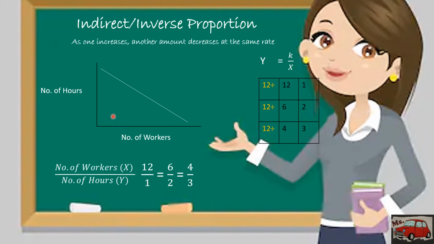Alright? So, habang konti yung workers, ito naman yung number of hours. So, konti yung workers, mataas yung number of hours. Pero pag madami nang workers, konti na lang yung oras na matatapos yung project. Okay? Now, kailangan din malaman natin dito yung tinatawag na constant of proportionality.